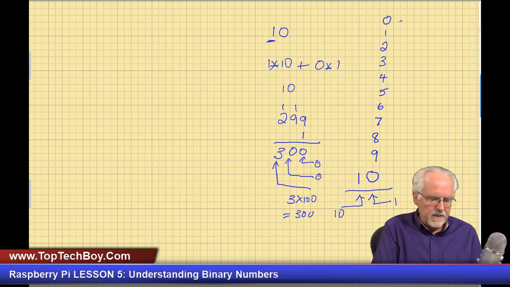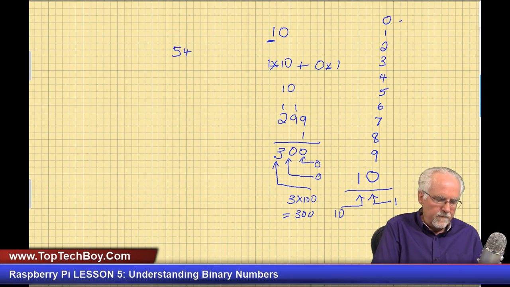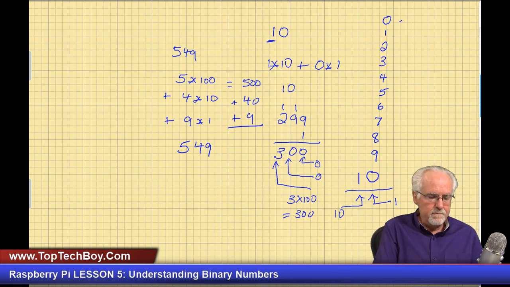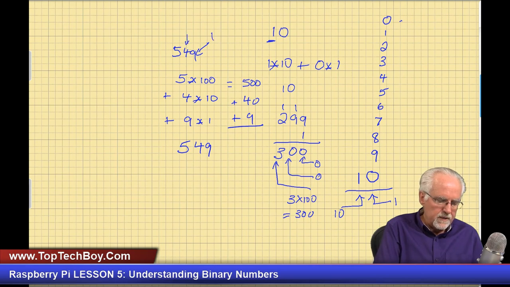Okay. So now let's just think of the number 549. How do we get that? Well, it's 5 in the hundreds place, so that's 5 times 100, and then plus 4 times what? 4 times 10 plus what? 9 times 1, and so this is going to be equal to 500 plus 40 plus 9 is 549.